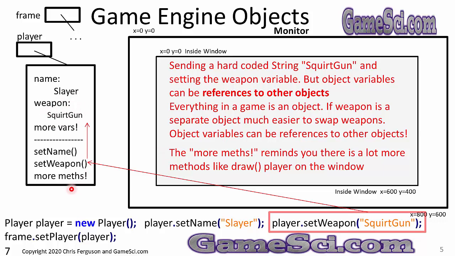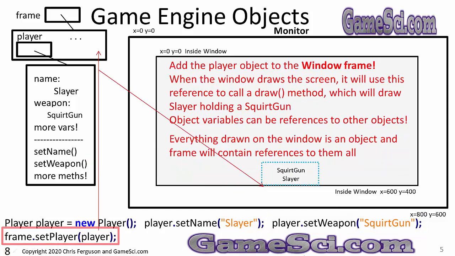The more methods right down here reminds you there's a lot more methods. There should be some sort of draw method in here that draws the player on the screen. There'll be a lot more methods and a lot more variables in this object. We're trying to keep it simple so it becomes a little more understandable.